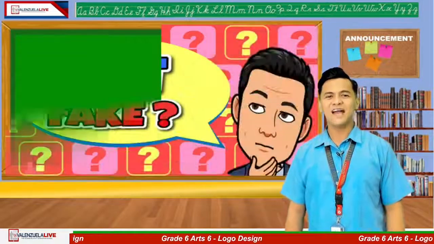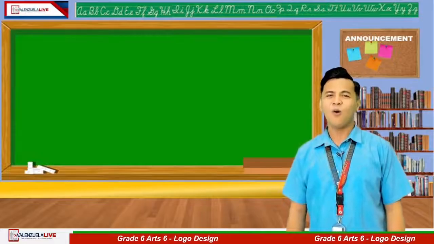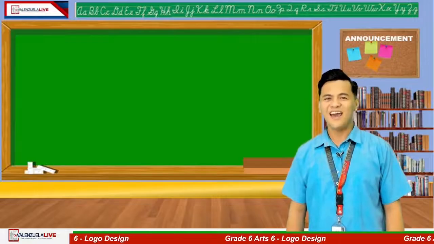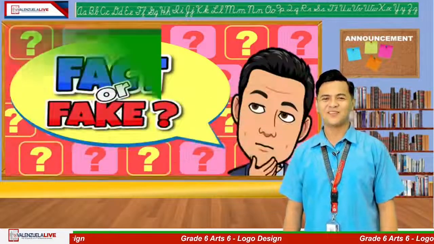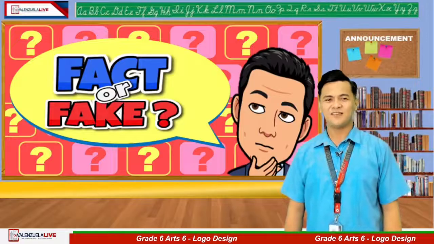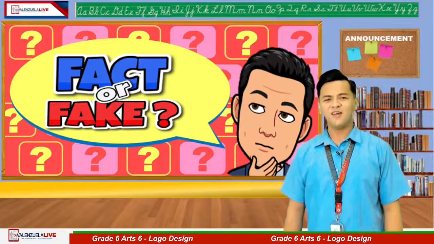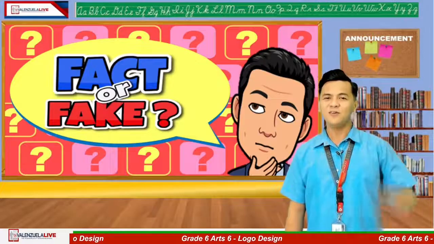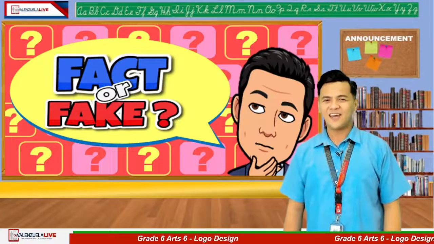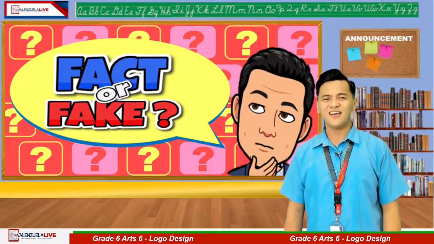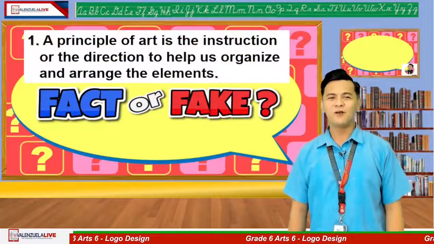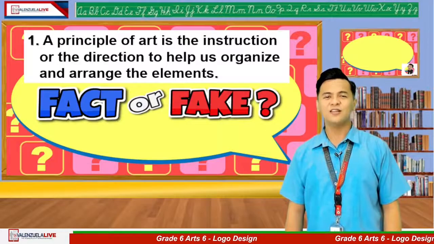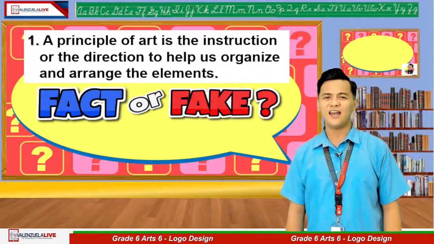Last time, Miss Annabelle discussed the elements of arts, or the ingredients in making a creative artwork. As part of review, let's have a game. Try answering this statement. Type the word fact if the sentence is true and fake if the sentence is false. I'll give you 5 seconds to do it. Again, read each sentence carefully. Number one, a principle of art is the instruction or the direction to help us organize and arrange the elements.